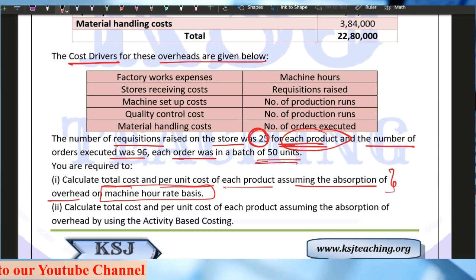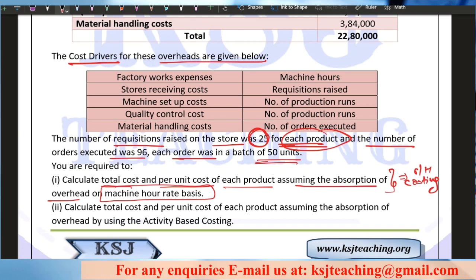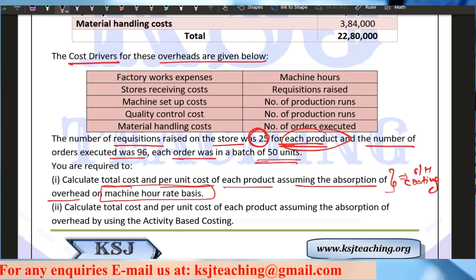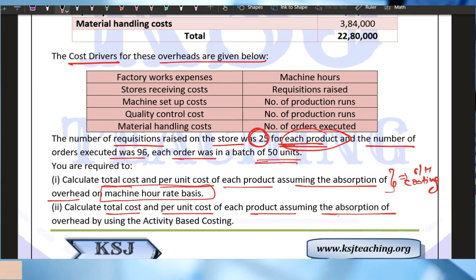Now, this part is of overhead costing. This is not about the activity based costing. He says the absorption is to be done on the machine hour basis and not activity based costing. Second part, he says calculate total cost and per unit cost of each product, assuming the absorption of the overheads by using activity based costing.